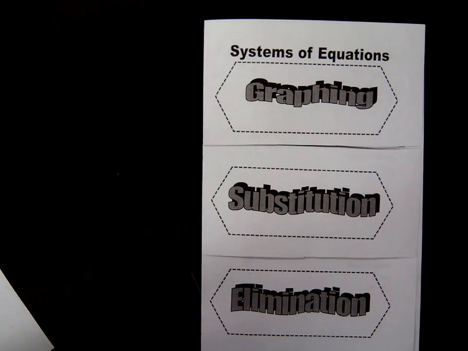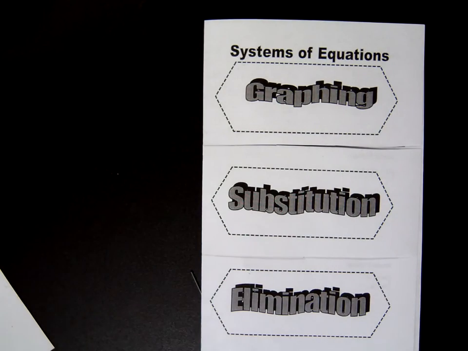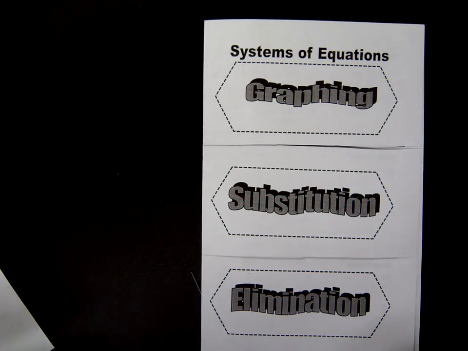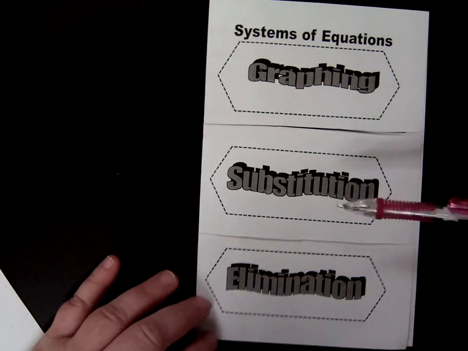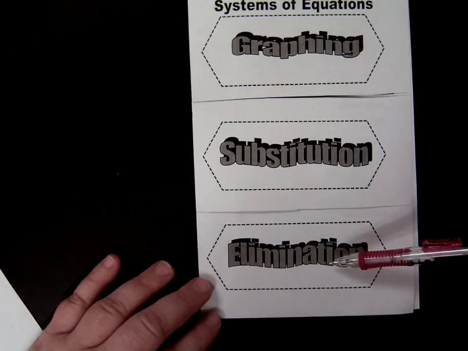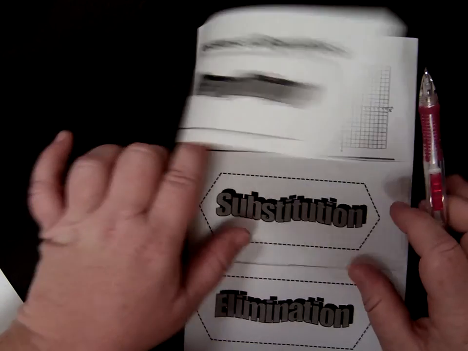Alright guys, so today we're going to talk about solving systems of equations again. We're just going to go over all three different types of methods. So we're going to go over graphing again, substitution, and elimination. So let's start with the graphing one.